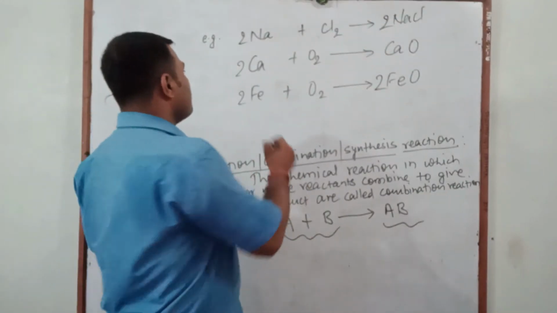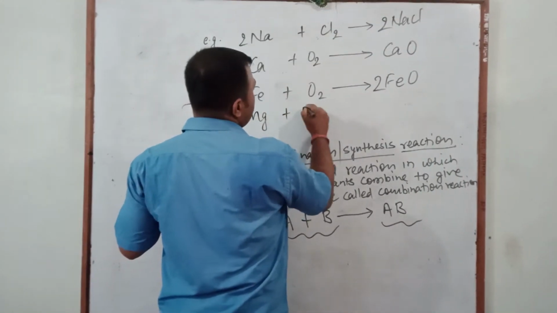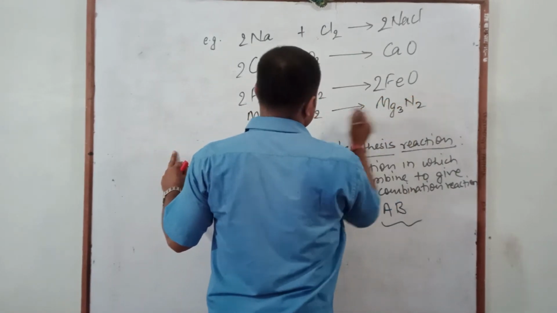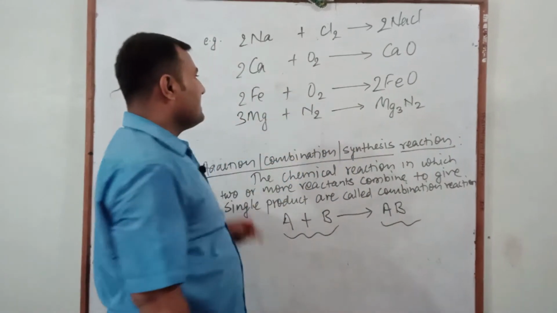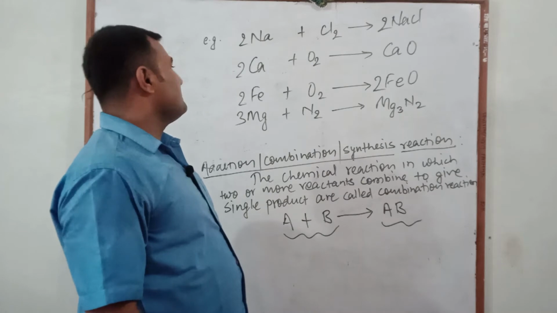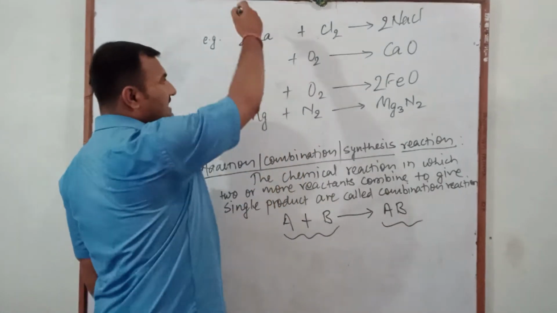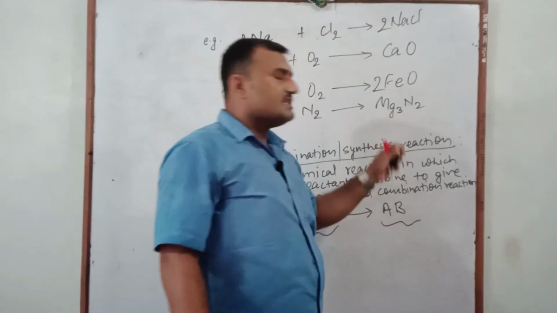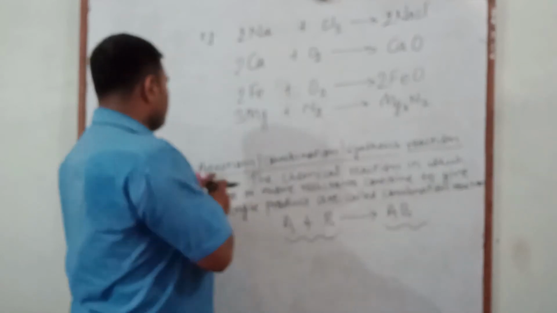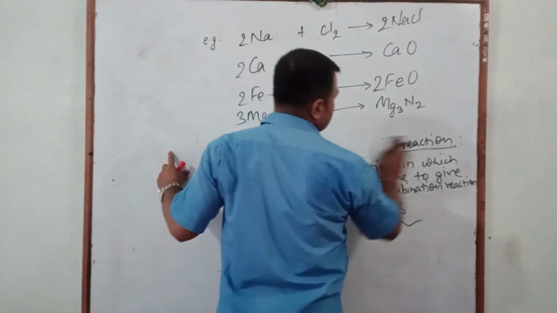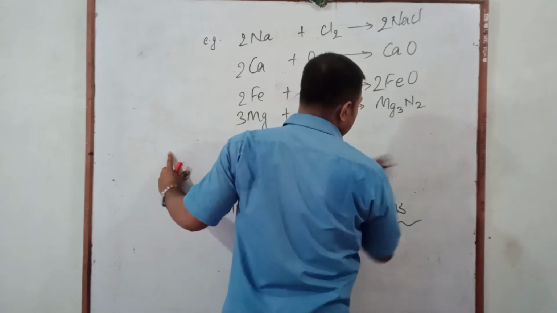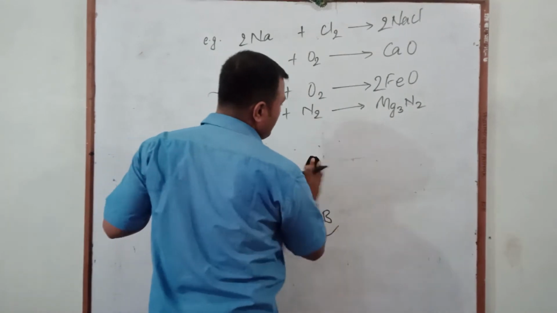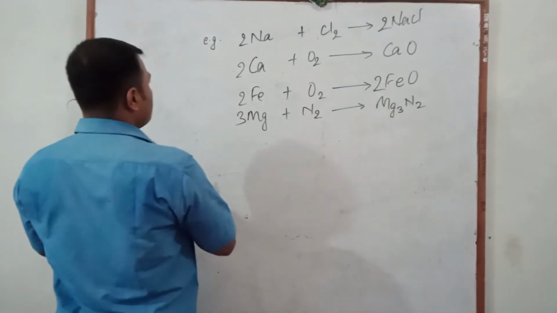Such a type of chemical reaction in which, suppose, magnesium and nitrogen give magnesium nitride. Magnesium has 2 valency, nitrogen 3 valency, Mg3N2. In all these chemical reactions, 2 reactants are taken and a single product is formed, and therefore it is called combination reaction.